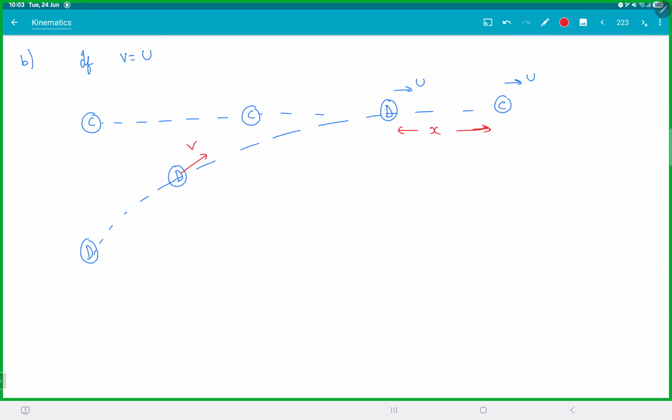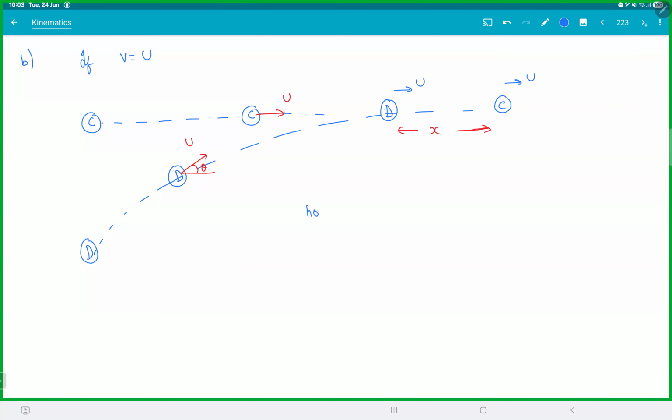Agreed? This is going with u, this guy is also going with u. This angle is theta. So the question was this, find x. Eventually, after a long time, both the cat and the dog will be on a straight line and both are running with the same speed. At this point, the distance cannot change anymore.